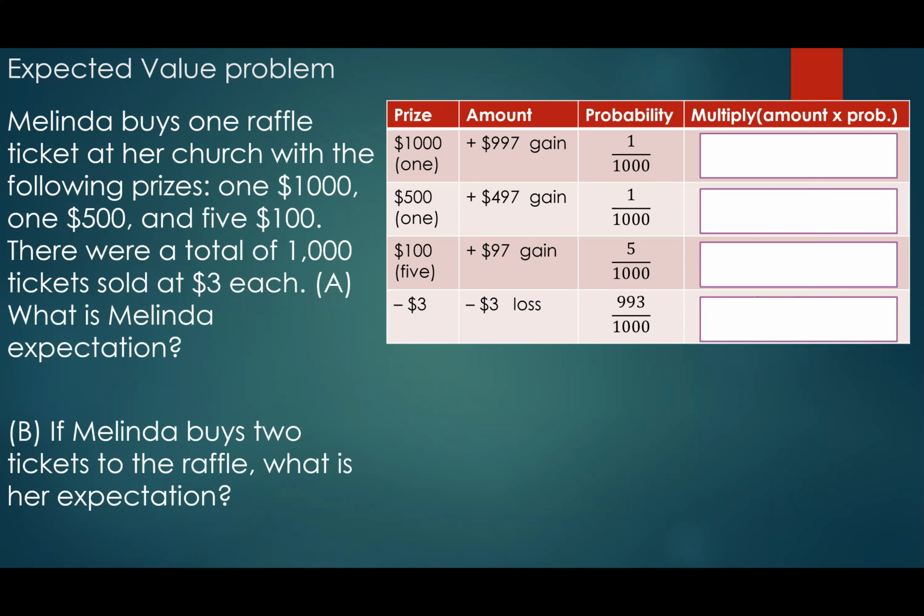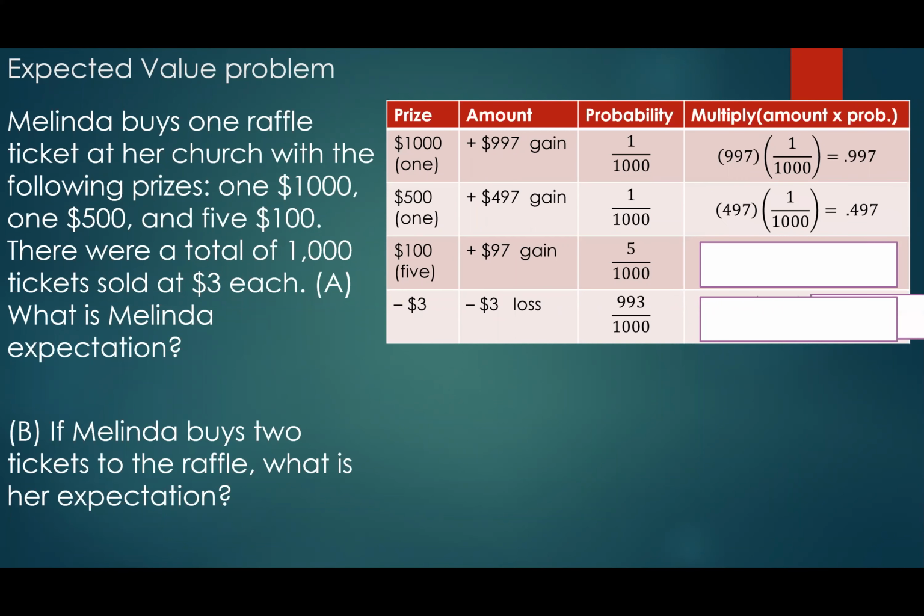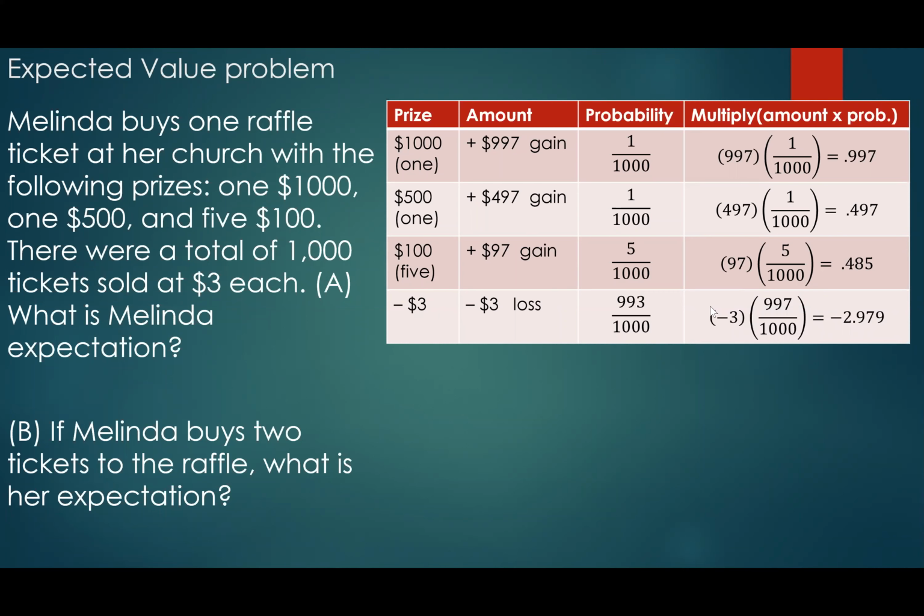Okay, so that's the hardest item: to find the amount and to find the probability. If you can find the amount and find the probability, all you need to do is multiply them together. 997 multiplied by 1 over 1,000, 497 multiplied by 1 over 1,000, 97 multiplied by 5 over 1,000, and -3 multiplied by 993, sorry, not 997, ladies and gentlemen. This should be 993, not 997.